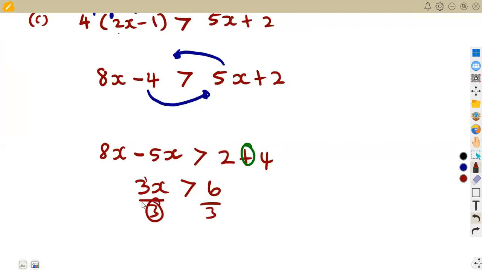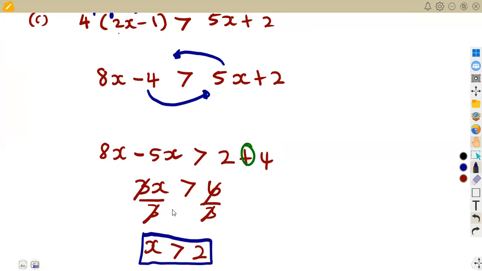What we are dividing with is a positive number, so it does not affect our sign also. It is only affected if you divide by a negative. So if we divide 6 by 3, we are going to get 2. So x is bigger than 2.